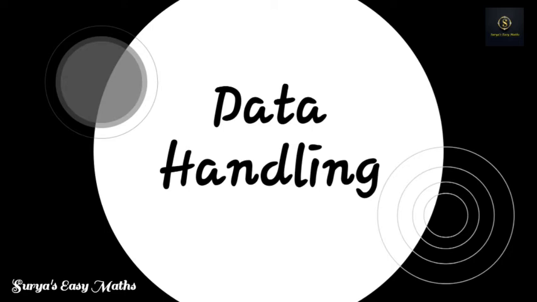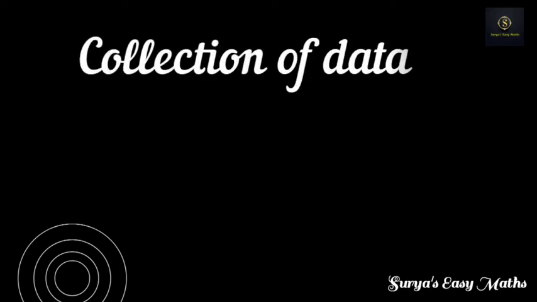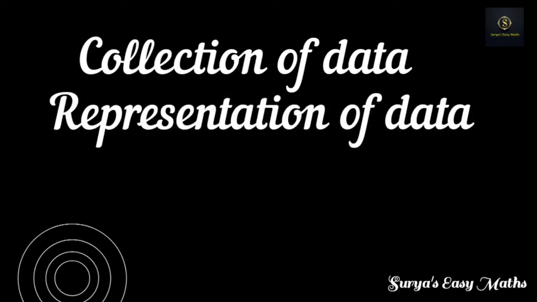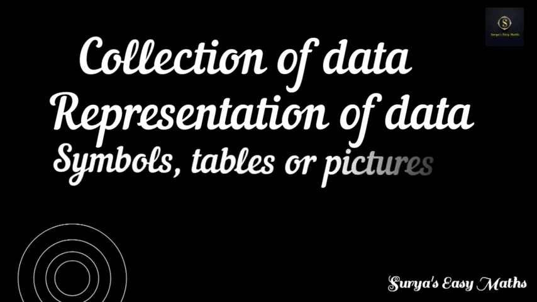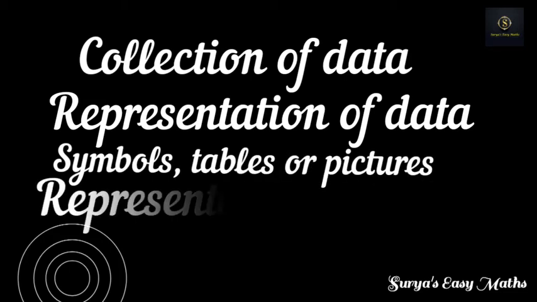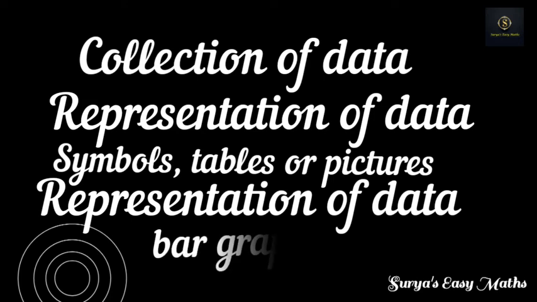For this, children, first we have to organize the information, and the collected information is called data, and to organize it is called data handling. For data handling, we need to perform the following steps. First is collection of data. Second is representation of data by using symbols or tables or pictures. Third is representation of data by bar graphs.